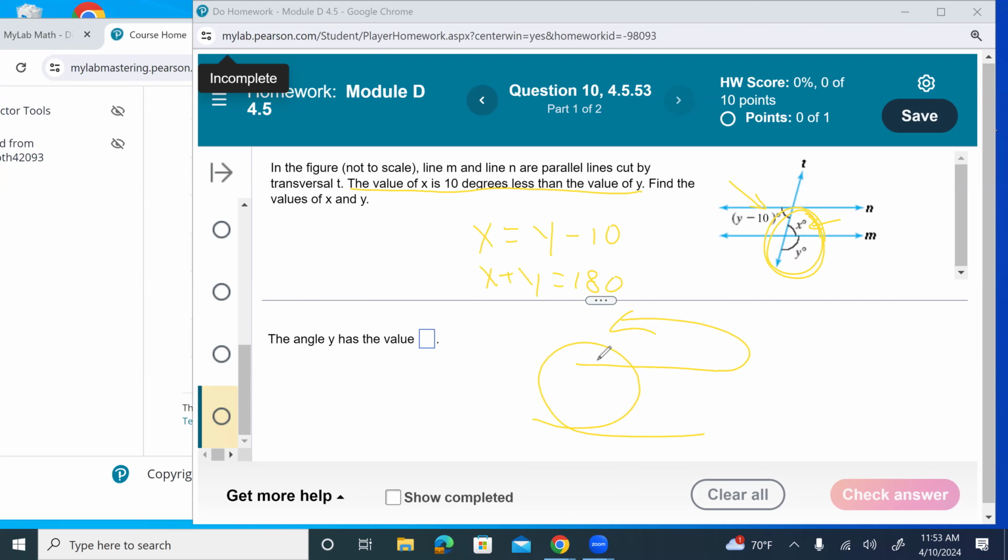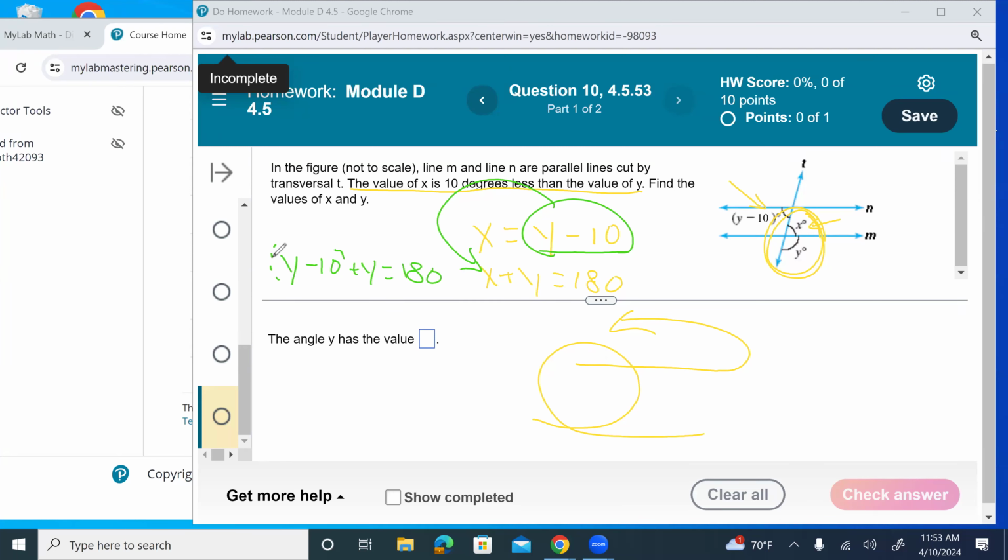This looks like a good candidate for substitution, doesn't it? One of the equations is already solved for X. So I take this and put it down here. And what would I write? You tell me. X is Y minus 10, so I put Y minus 10 plus Y equals what? 180. You agree with that? Yes.